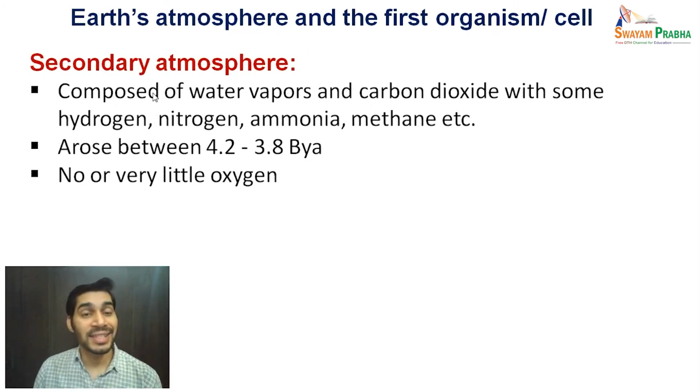In contrast, the secondary atmosphere was composed of water vapors, carbon dioxide with some hydrogen, nitrogen, ammonia, methane, etc. And it arose at around 4.2 to 3.8 billion years ago. Still, at that time, there was no or very little oxygen. But remember, the origin and evolution of various life forms kept on changing this secondary atmosphere. So this no or little oxygen sooner or later turned to an oxygen rich atmosphere as well.